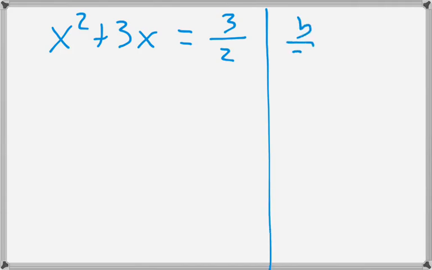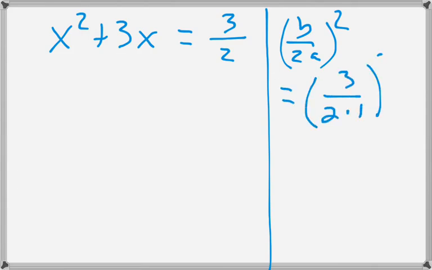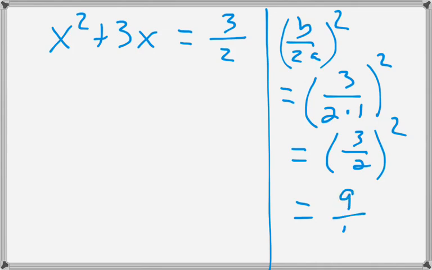Now at this point, we need to add a number to both sides so that the left side factors as the square of a binomial. So b over 2a squared, b is 3 and a is 1. So 3 squared is 9 and 2 squared is 4. So we're going to be adding 9/4 to each side.